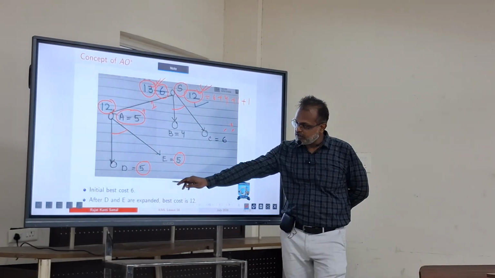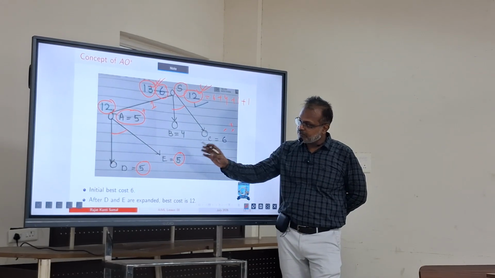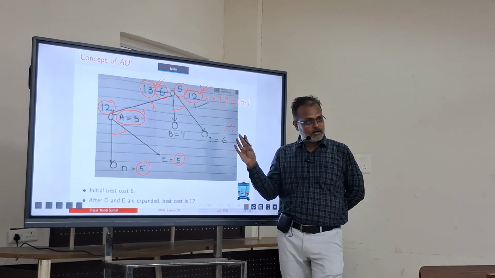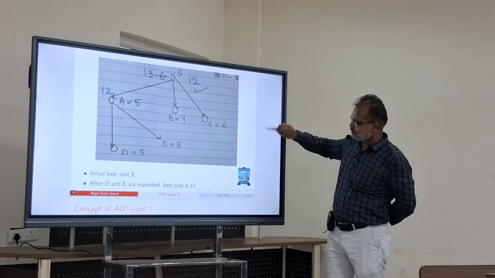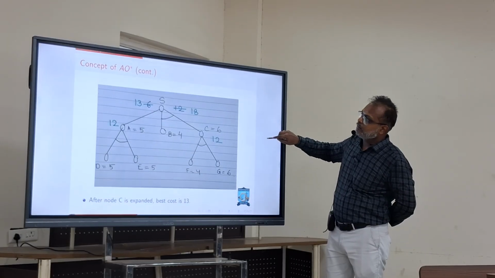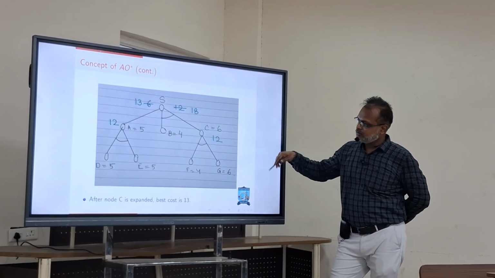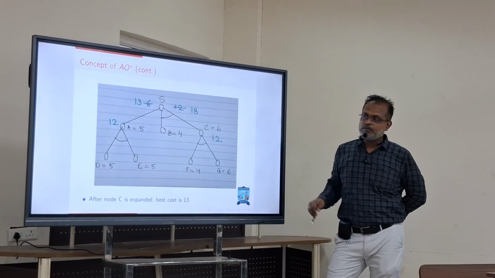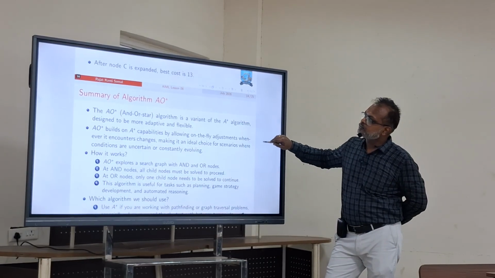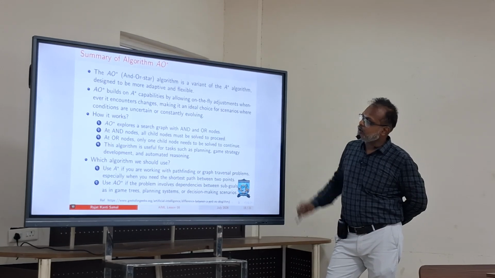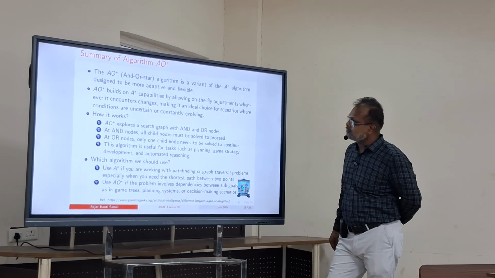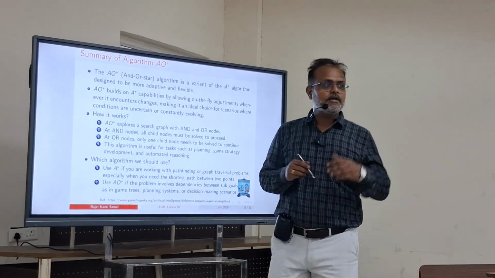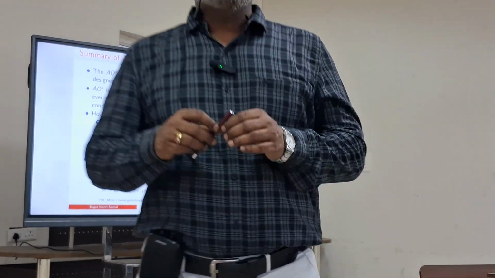See, here it is written initial best cost is 6, but after D and E are expanded, the best cost becomes 12, the other one. Okay. Then the same thing is explained. The rest of the slides is explaining this concept of AO star. Okay. Summary of AO star algorithm. So with this we will conclude. The remaining slides you can read on your own.